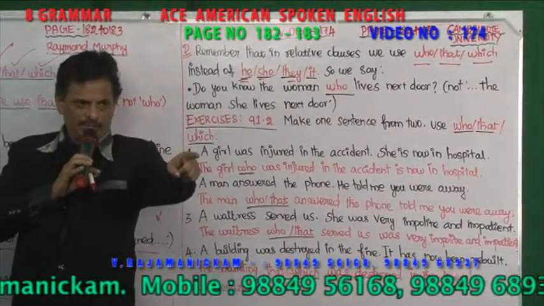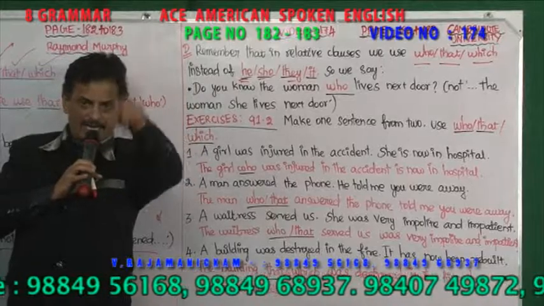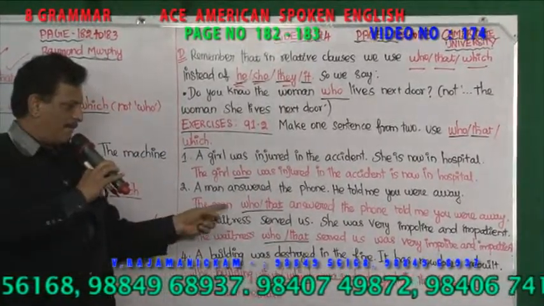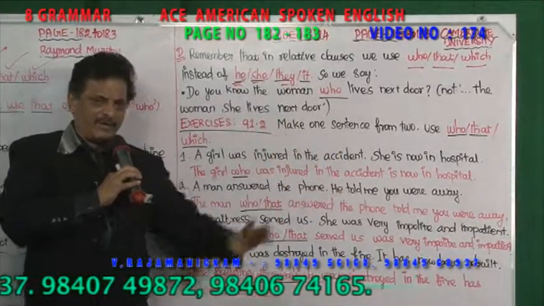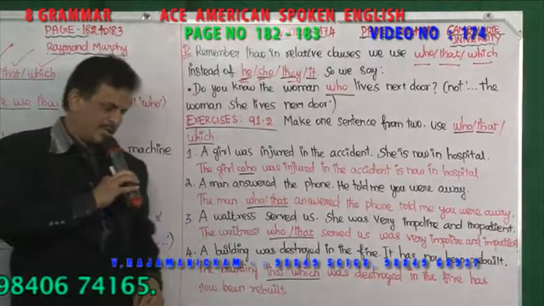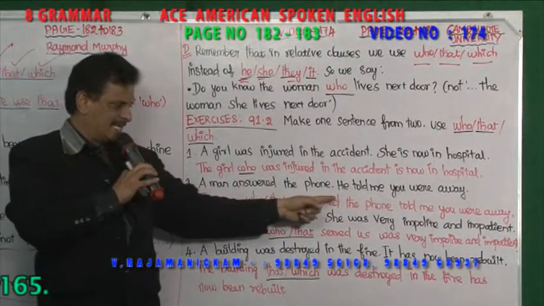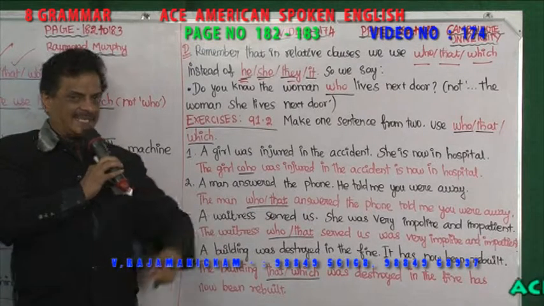I phoned to you yesterday. A man answered the phone. He told me you were away. The man who answered the phone told me you were away. You can say the man who answered the phone told me you were away, or you can say the man that answered the phone told me you were away. So you can use either who or that.